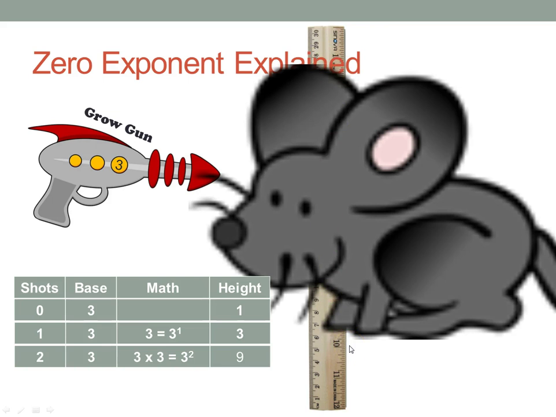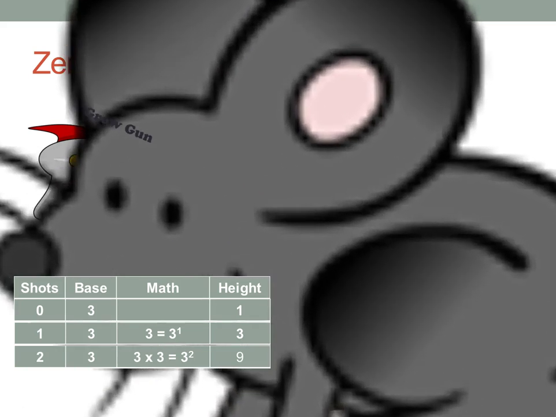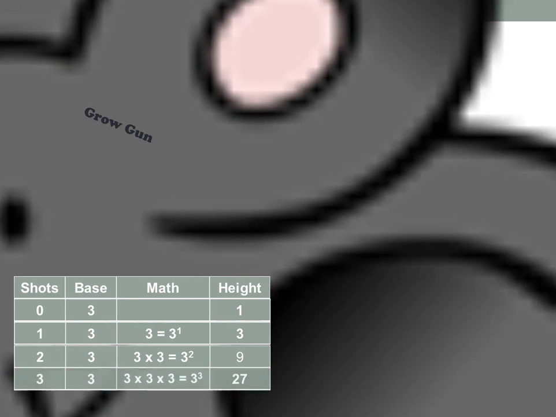What, are you nervous? If I shoot this again, what's going to happen? Holy cow, the mouse is taking over the world. Look at that. I shot it again. We can't even measure it. It's bigger than the ruler.